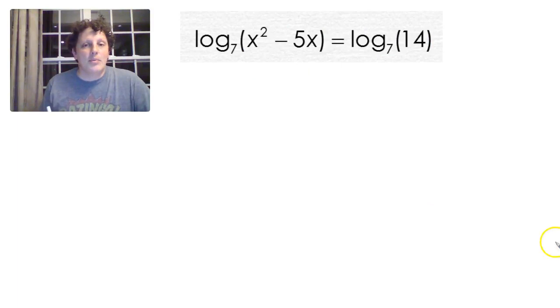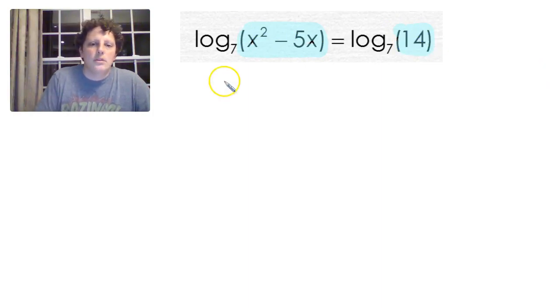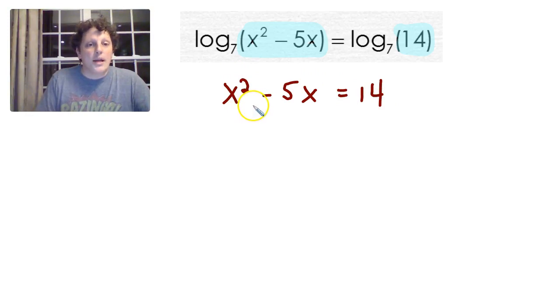In our second example, we have the same situation where we have log base 7 on both sides of the equal sign. There's nothing else there, so we're going to take the insides of those logarithms and set them equal to one another. So x squared minus 5x is equal to 14. I see an x squared, my brain thinks quadratic. I've got to solve this quadratic. There are several ways that we've discussed for solving quadratics. I'm hoping that this one factors.